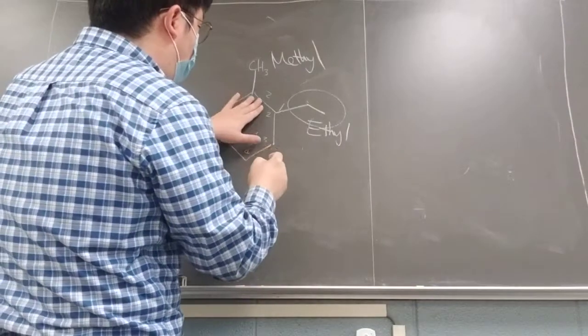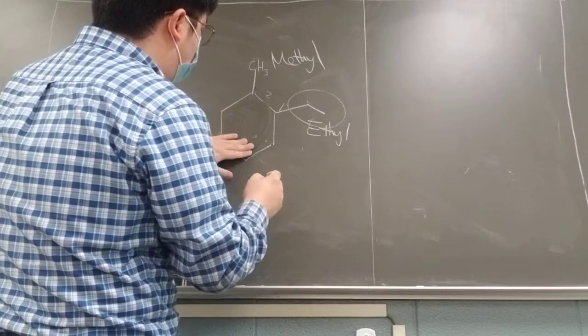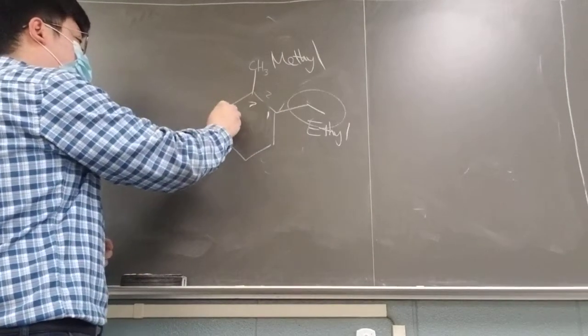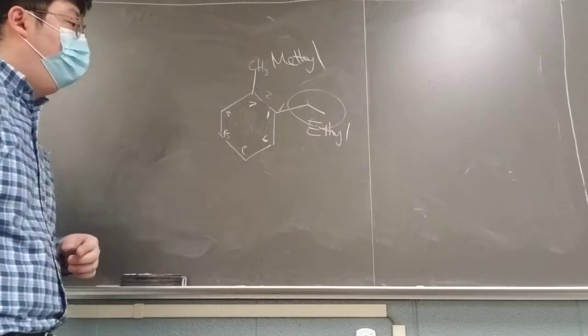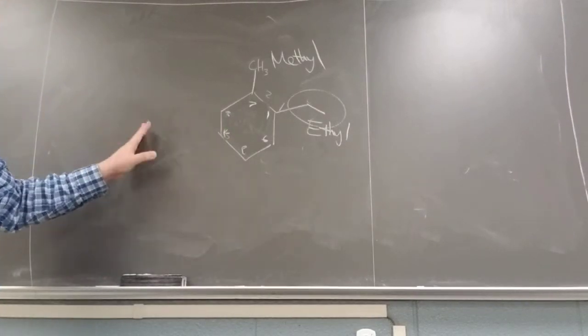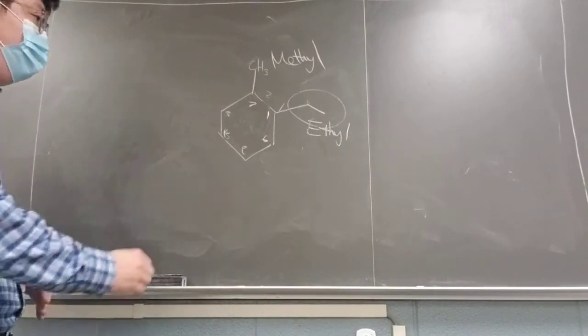So at this time, there's only one way to number the carbon, which is coming from the ethyl group position. 2, 3, 4, 5, 6. Okay? So this will be not 1 methyl, 2 ethyl. It is going to be 1 ethyl, 2 methyl cyclohexane.